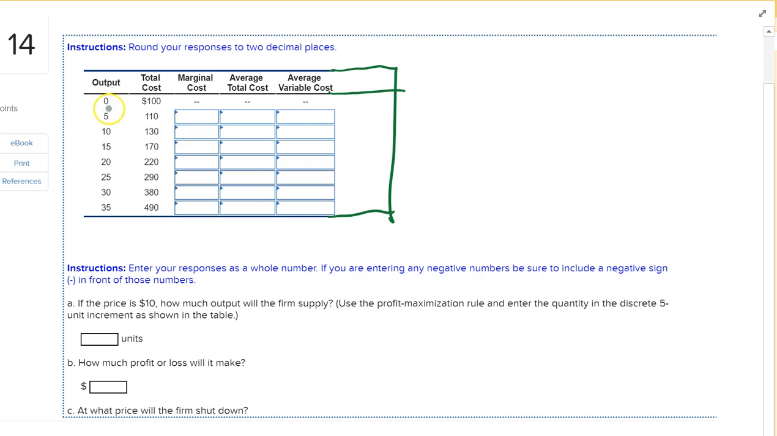If at zero level of output, my cost is $100, that means my fixed cost is always $100.